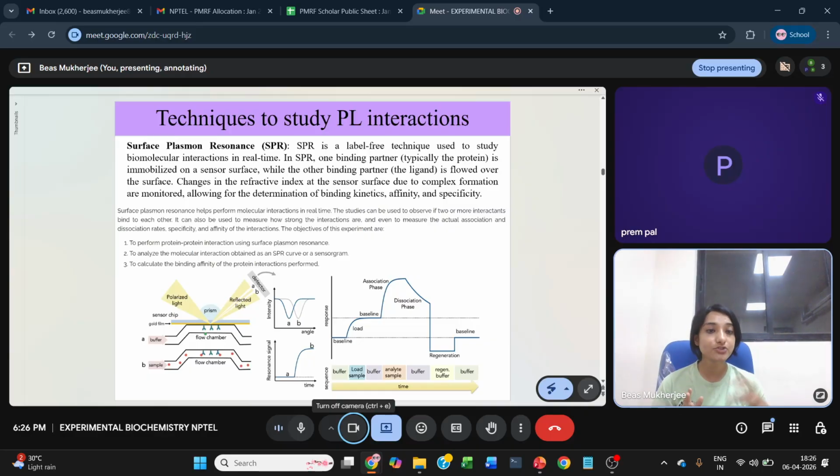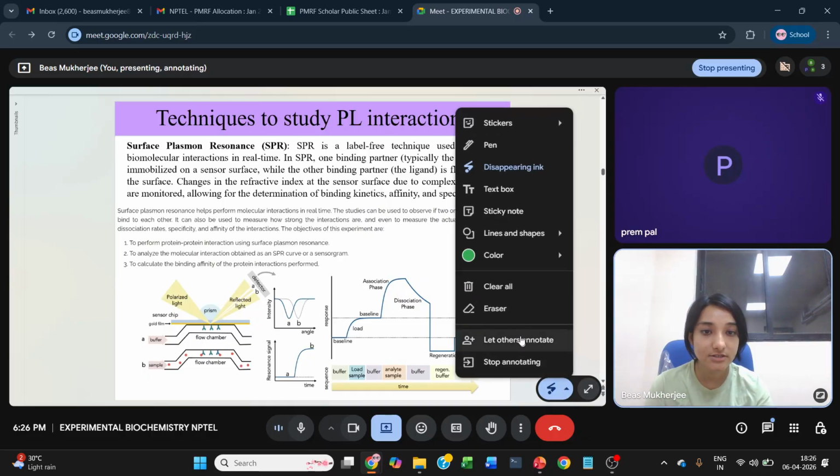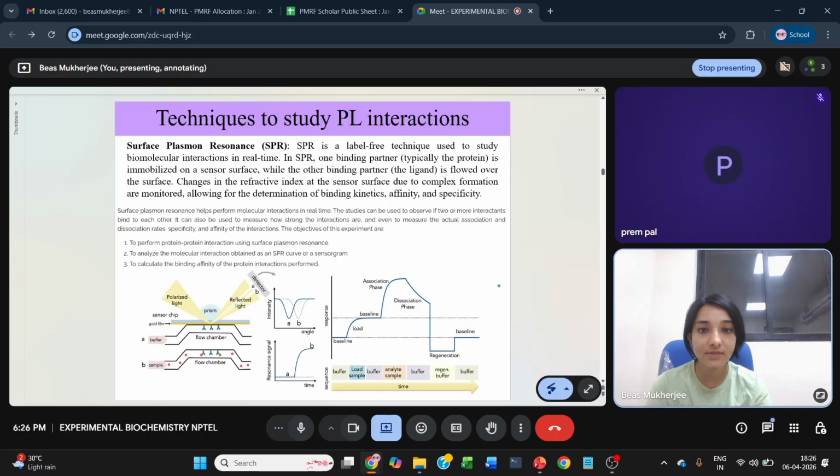This is used for performing protein-protein interaction studies and then to analyze the molecular interaction obtained as an SPR curve or a sensogram. The figure that you see on the right is called a sensogram, used to calculate the binding affinity of the protein interactions performed.